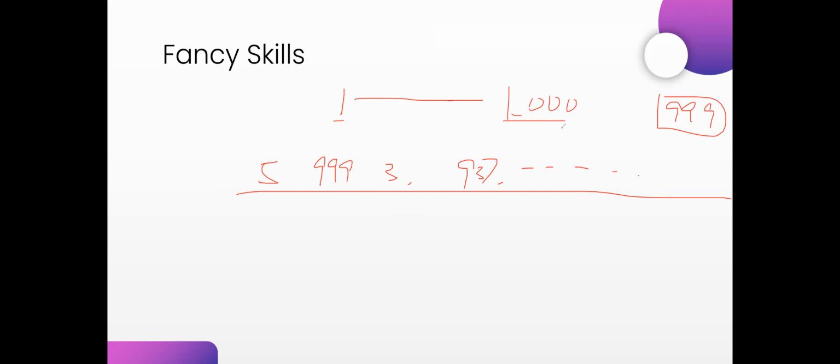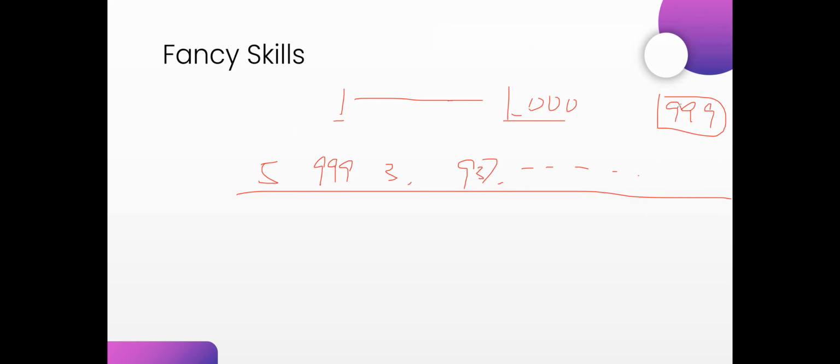All of these numbers cover the range from 1 to 1,000, but there is only one number missing. I don't know which number is missing, but I know for sure there is only one number missing. That's why in total I have 999 numbers. And my task is to find out this number.